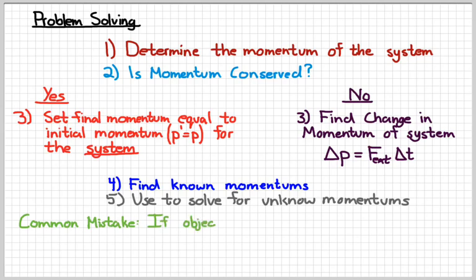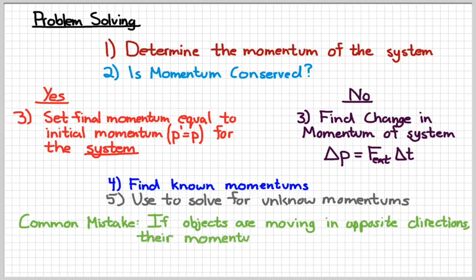Some common mistakes: if objects are moving in opposite directions, then remember that they have to have opposite signs for their momentum. And so if you've got arrows going in two directions, make sure one of those gets a negative sign. Doesn't matter which one, make sure opposite directions have opposite signs for the momentum.